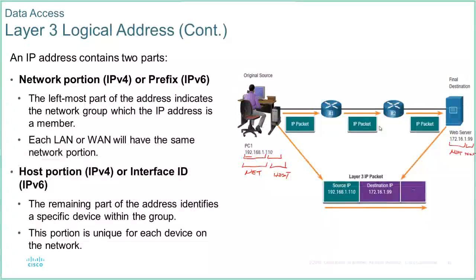So at this point, the network portion is used to do the routing, the forwarding information from the router's perspective, because routers join networks. They don't join individual hosts. So they will just look at the network portion to make a forwarding decision, and then the host portion comes into play on that final segment of cable where the host resides.